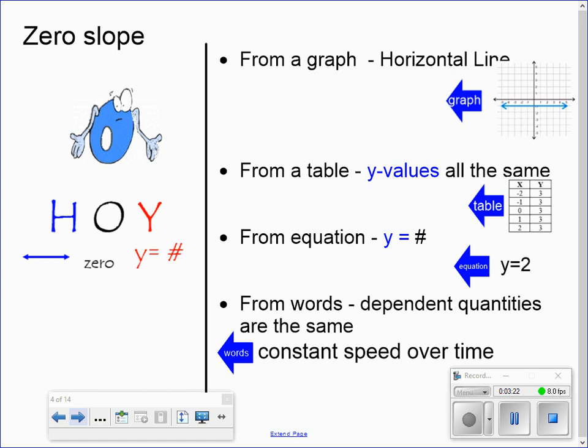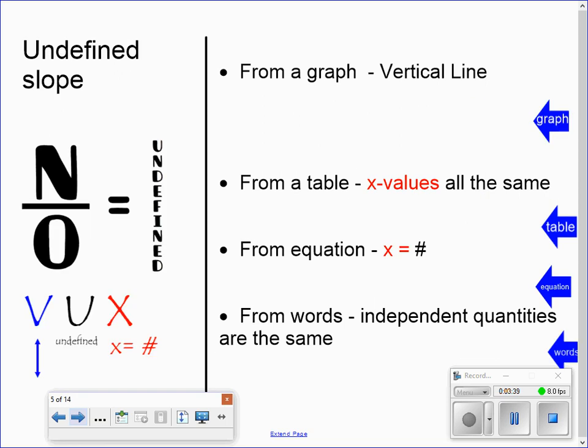We like to use a little acronym here, a little mnemonic device called HOY. This helps us remember our attributes of a zero slope. When we think about HOY, it tells us horizontal line, zero slope, and a y equals equation. When we talk about undefined slope, we like to use the acronym of VUX. V standing for vertical line, U standing for undefined, X standing for x equals equation.